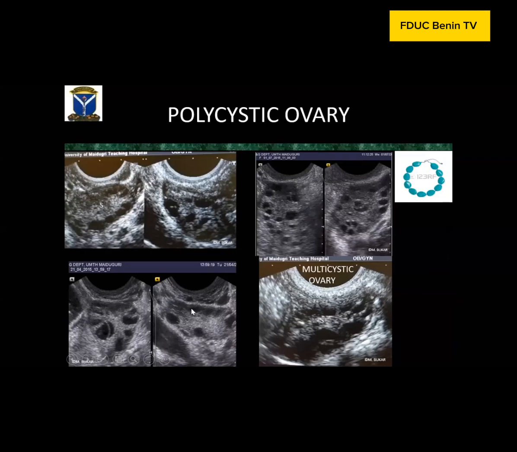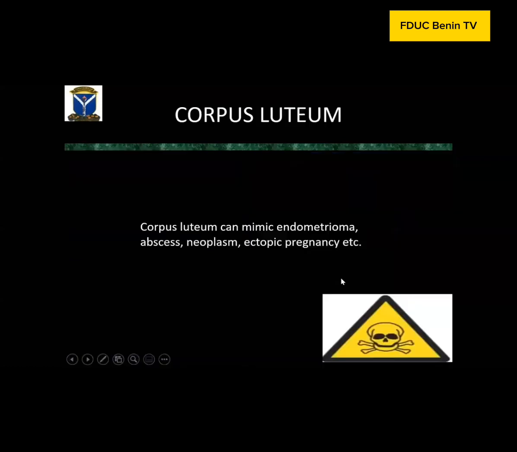Now, what is important here is to be able to differentiate between multicystic ovary and polycystic ovary. In multicystic ovary, the stroma is usually thin, commonly seen pre-puberty, during lactation, and in women with hypothalamic amenorrhea. Why did we create a niche for corpus luteum since it is not a lesion? This is because corpus luteum can actually masquerade as endometrioma, as an abscess, as a neoplasia, or ectopic pregnancy.